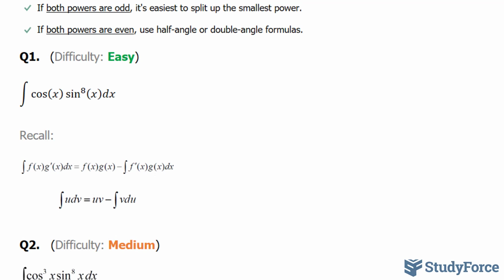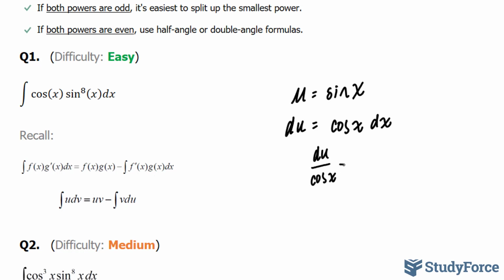Now, the reason why I consider this question to be easy is because you don't need to integrate by parts to find the answer for this. All you need to know how to do is use substitution. So if I choose u as my sine x, and I find the derivative of both sides, I get du is equal to cosine x dx. And if I solve for dx here, I end up with du over cosine x is equal to dx.